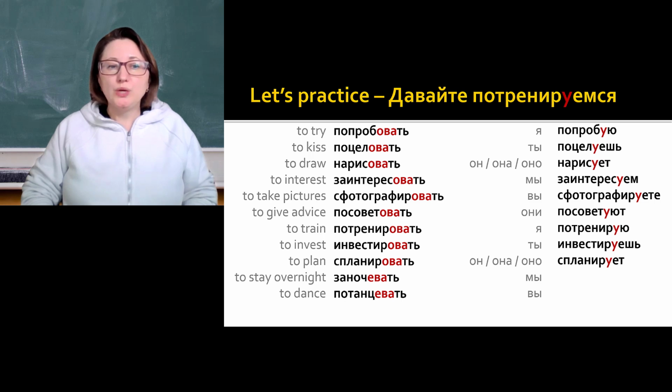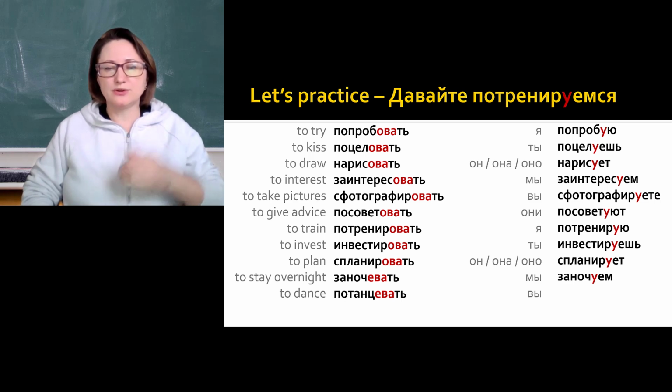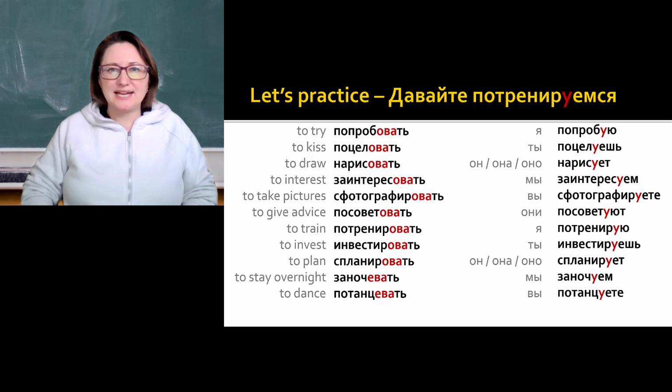Спланирует. We will stay somewhere overnight. Мы заночуем. I think we'll stay overnight in the hotel. Мы заночуем в отеле. You guys will dance. For a little bit. Maybe you will dance for a couple hours and done. Вы потанцуете. Or maybe you will dance with each other. Вы потанцуете. Okay, so that was a little bit of practice.